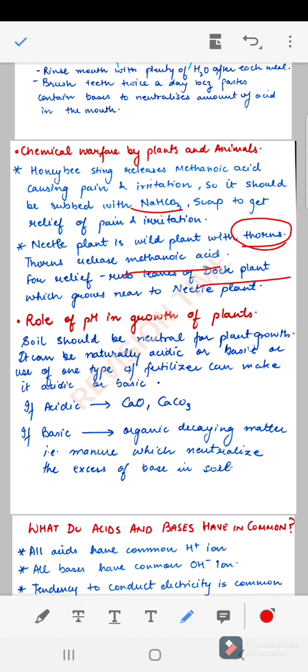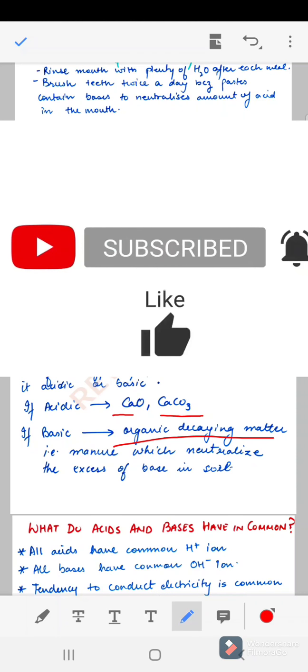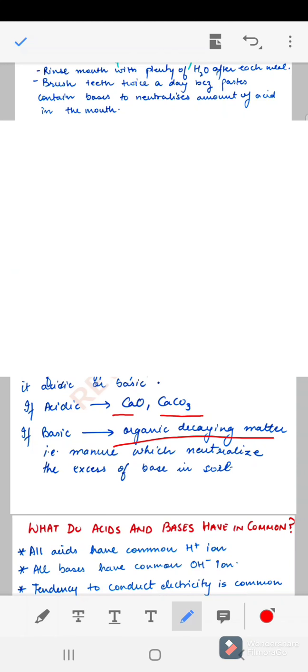Role of pH in growth of plants. For growth of plants, we need soil, and the soil should be neutral in nature, but sometimes it is acidic or basic naturally, or because of the fertilizers or manures that we are using on it. So if a soil is acidic in nature, we can use calcium oxide or calcium carbonate, but if it is basic in nature, we can use organic decaying matter, that is the manure. It will neutralize the excess of base in soil.